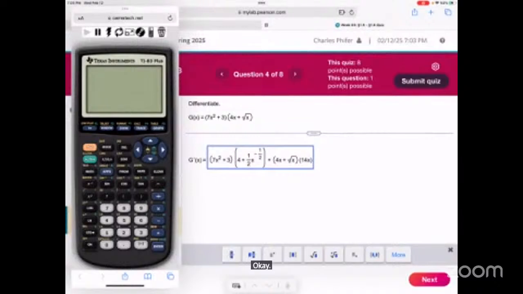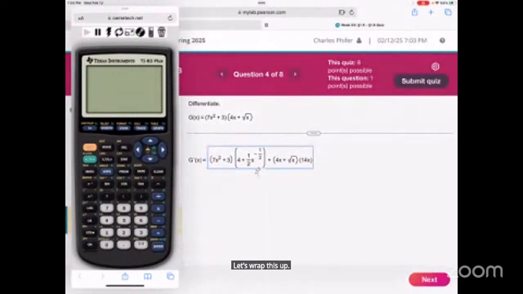Do we have anything similar that's going to combine? I don't think so there. Yeah, I think I'm going to just go with this. So let's wrap this up. Come on.